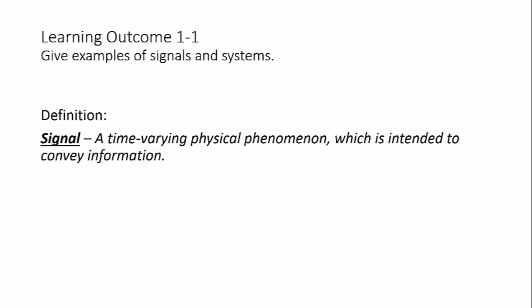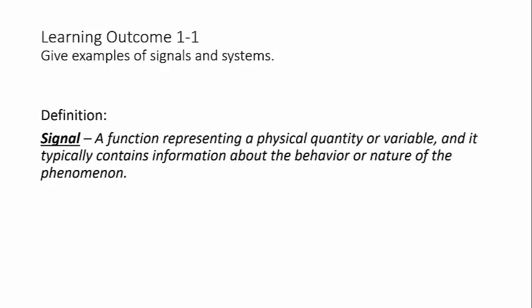I'm going to give you two definitions of signals taken from typical EE books. Here's the definition. Signal: a time-varying physical phenomenon which is intended to convey information. The other definition is a function representing a physical quantity or variable, and it typically contains information about the behavior or nature of the phenomenon.